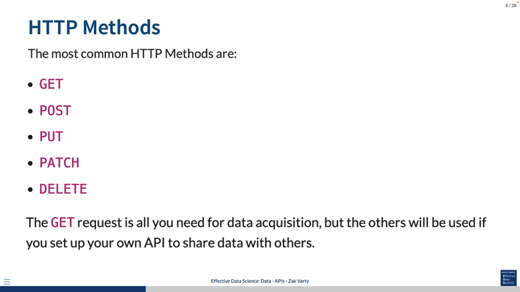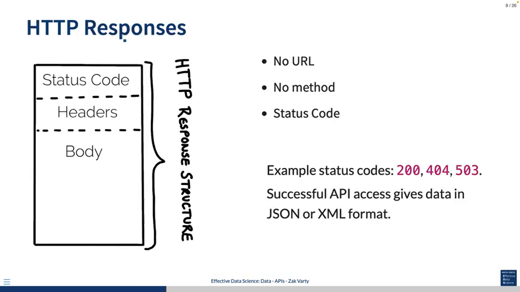In addition to this set of common HTTP verbs, there are also several less frequently used ones. These are used for specialized purposes like requesting only the headers of a resource or testing the connectivity between the client and the server. In terms of data acquisition, we're really going to be focusing on GET requests here, but the others will be useful if further down the line you want to set up your own API and share data with others, in which case you're going to have to manage the data that is stored. So let's look at the response now.